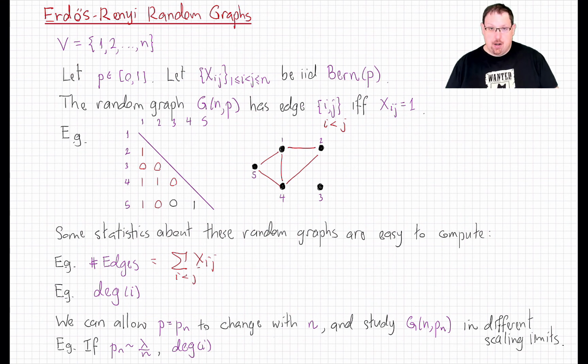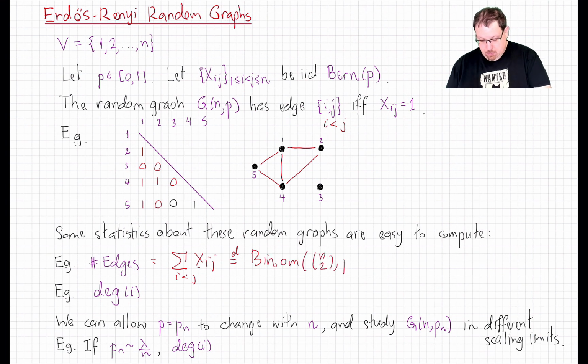Now, those are independent, identically distributed Bernoullis, which means that this sum, which is a sum of n choose 2 of them, is a binomial distribution with probability p. So we have the full distribution of that random number of edges. So we can see from there that the expected value of the number of edges, which is the expected value of a binomial (n choose 2, p) distribution, is p times n choose 2.